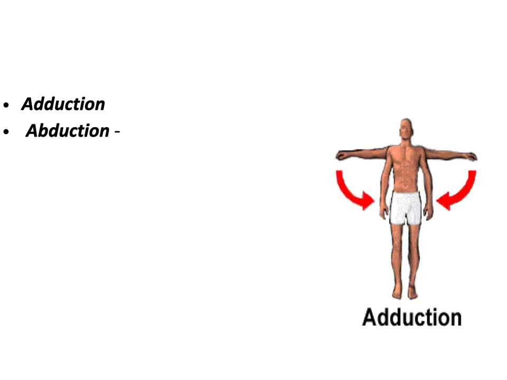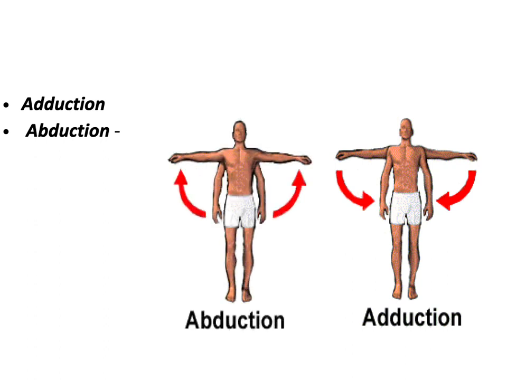Next terms, adduction and abduction. Adduction is towards the central axis. Like if my hand is away and I am bringing it close to my thigh, I am adducting it, bringing it close. Of course, this is not the example in shoulder joint, but I am just trying to explain to you that bringing it towards the central axis is adduction, whereas abduction is taking it away from the central axis. Adding it, so bring it close. Try to remember it in this way.